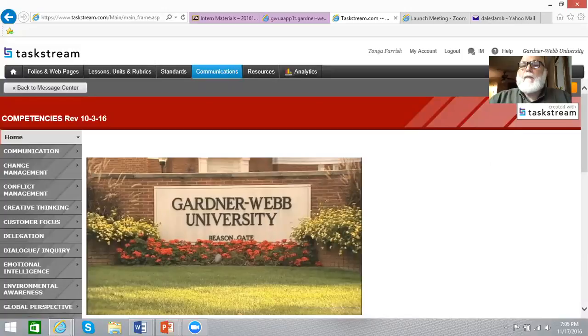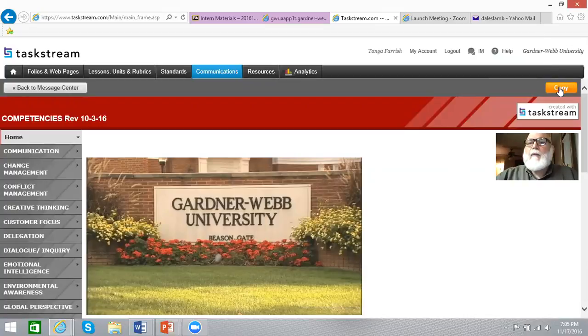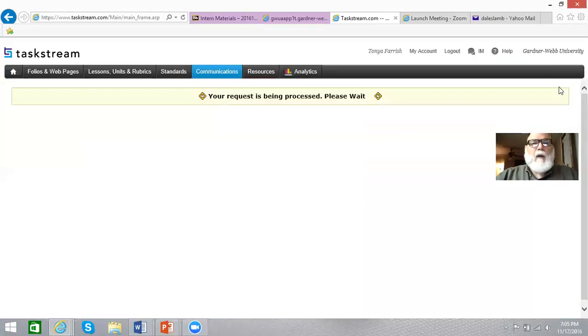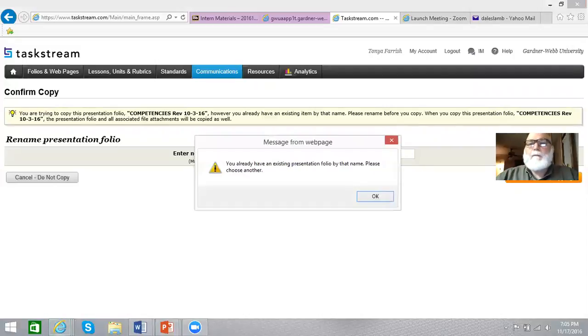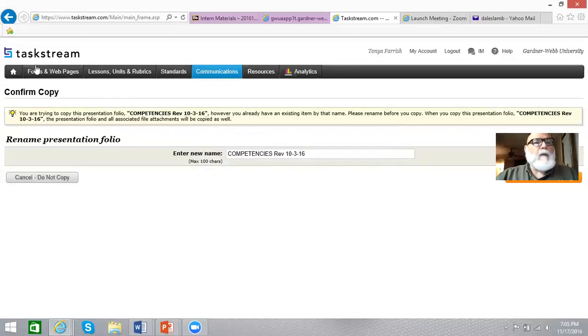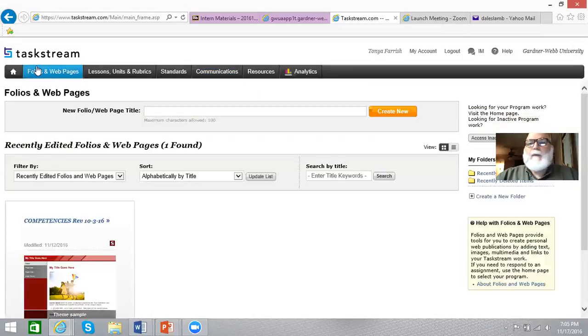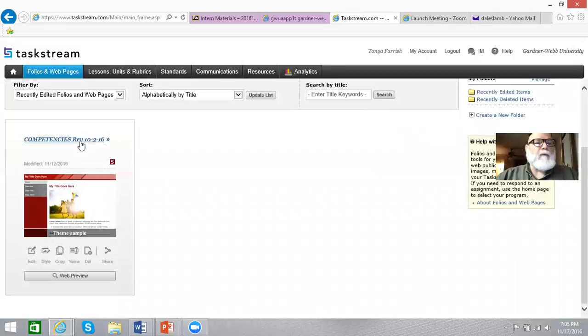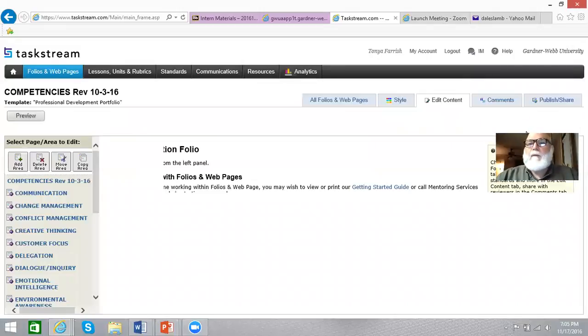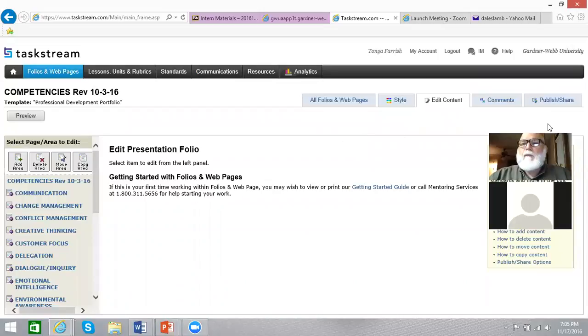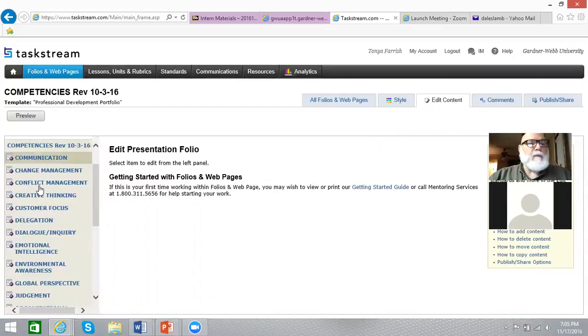And then go to copy, and that will copy it into your folio. All right. And then when you go to folios and web pages, it will be there, and there it is in red. When you click on it, you will see the competencies.